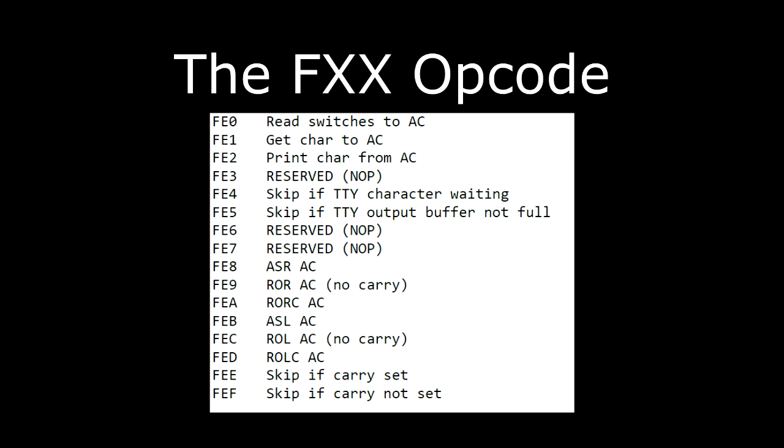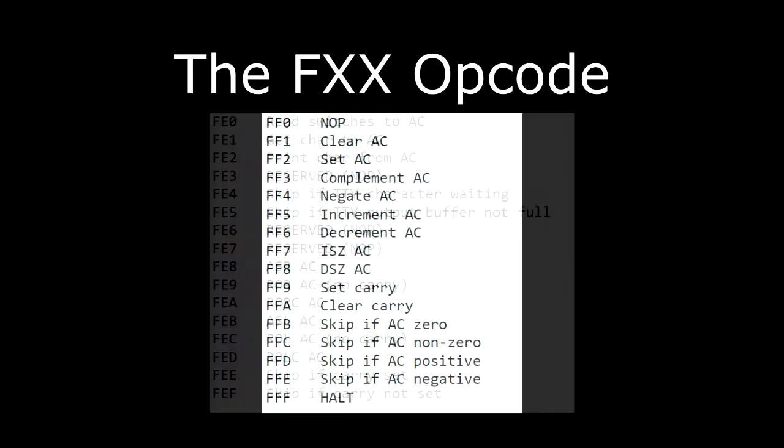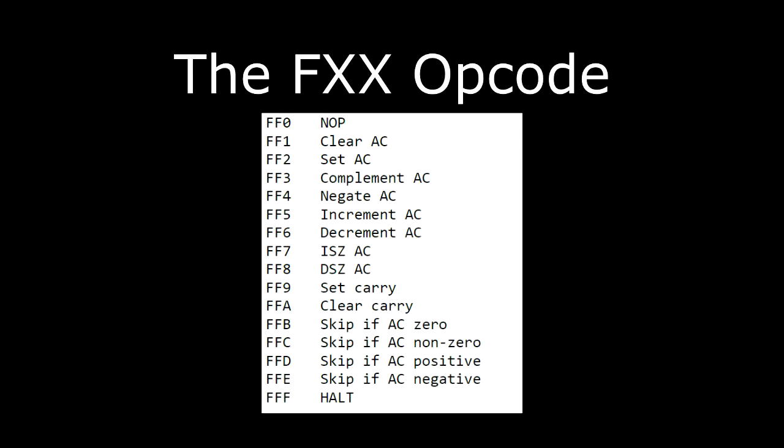Arithmetic shift right, rotate right through carry. Arithmetic shift left, rotate left through carry. Skip if carry set, skip if carry not set. Clear the accumulator, set the accumulator, that'll set it to all ones. Complement it, negate it, increment it, decrement it. Directly, single instruction. If you want to increment the accumulator, you don't have to have a 1 stored somewhere in memory and say add 1 to it. Something horrible like that. Use the add instruction for that.